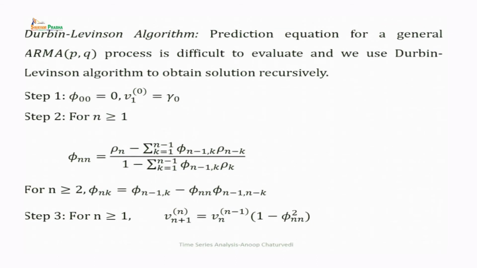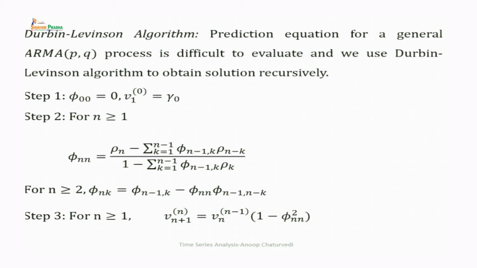So, we use the Durbin-Levinson algorithm to obtain the solution recursively. Initially we take phi 0 0 equal to 1 and V 1 0 equal to gamma 0, and then for n greater than or equal to 1, phi n n is equal to rho n minus summation k equal to 1 to n minus 1 phi n minus 1 k rho n minus k, divided by 1 minus summation k equal to 1 to n minus 1 phi n minus 1 k rho k.